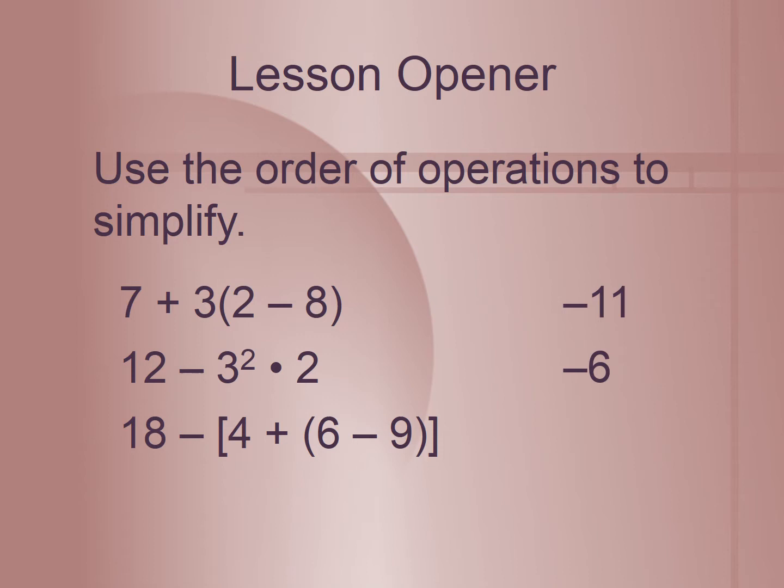Then we have 18 minus [4 plus (6 minus 9)]. So remember, you do the most inside grouping first. So 6 minus 9 is negative 3. 4 plus negative 3 is 1, and then 18 minus 1 is 17. When you try to put this into your calculator, you're going to have to use a double set of parentheses. When you come to the bracket that comes right before the 4, that's going to be your first set of parentheses.